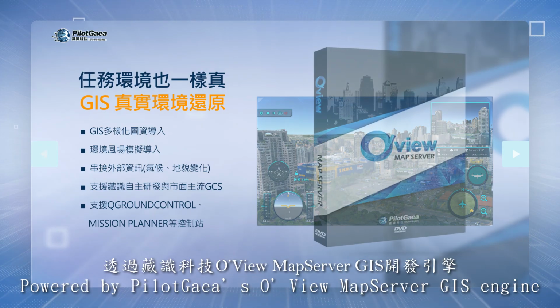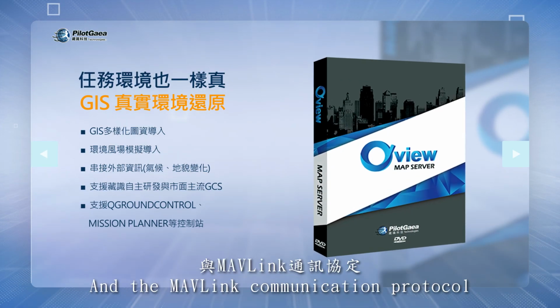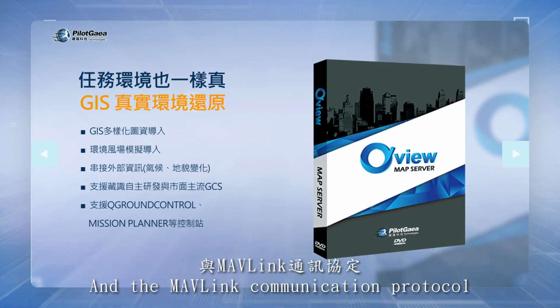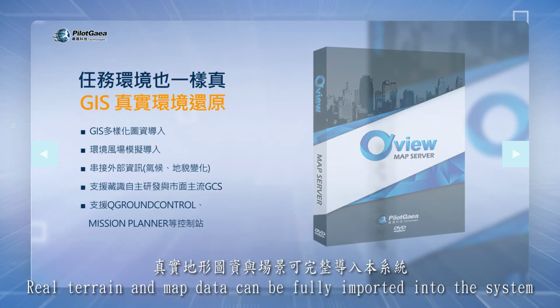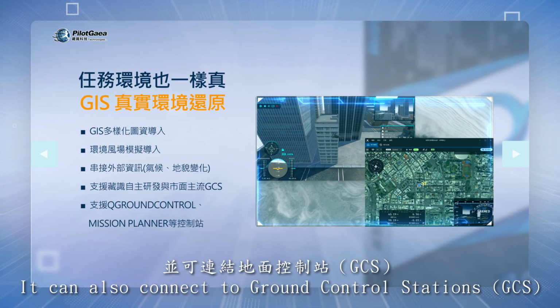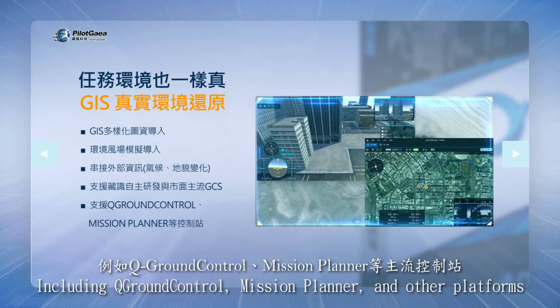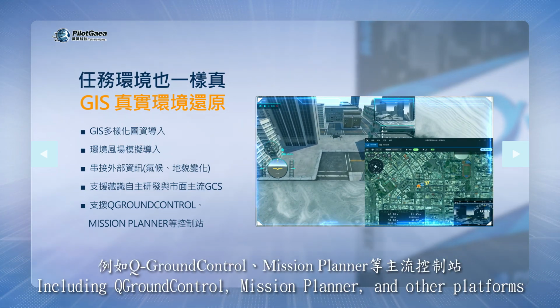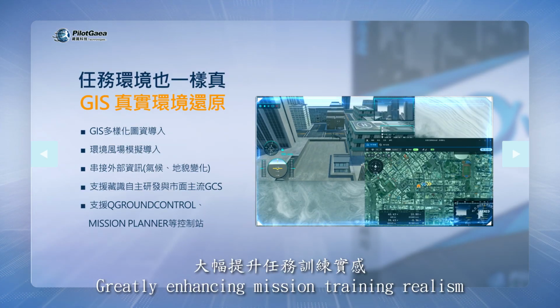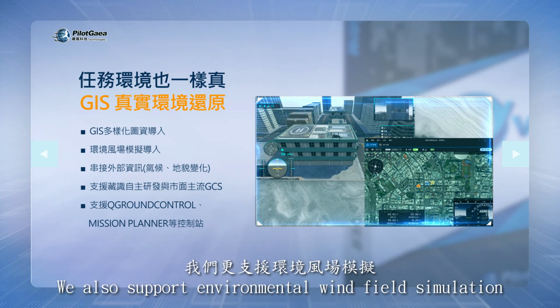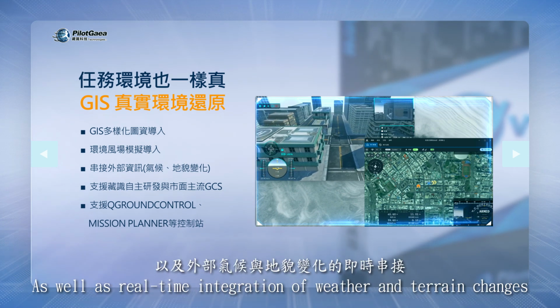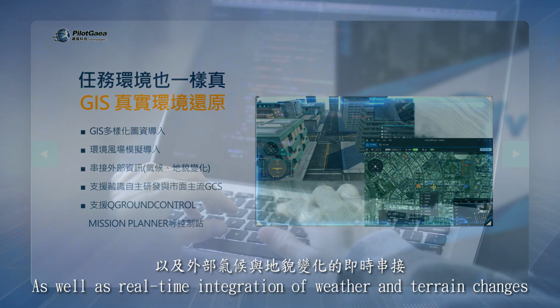Powered by PilotSky's OView map server GIS engine and the MAVLink communication protocol, real terrain and map data can be fully imported into the system. It can also connect to ground control stations, GCS, including QGroundControl, Mission Planner, and other platforms, greatly enhancing mission training realism. We also support environmental wind field simulation, as well as real-time integration of weather and terrain changes.